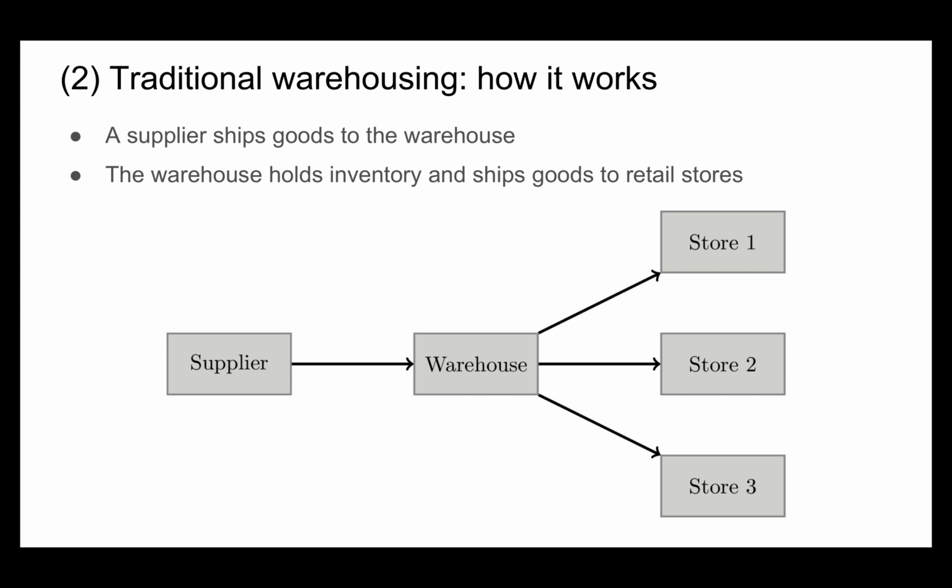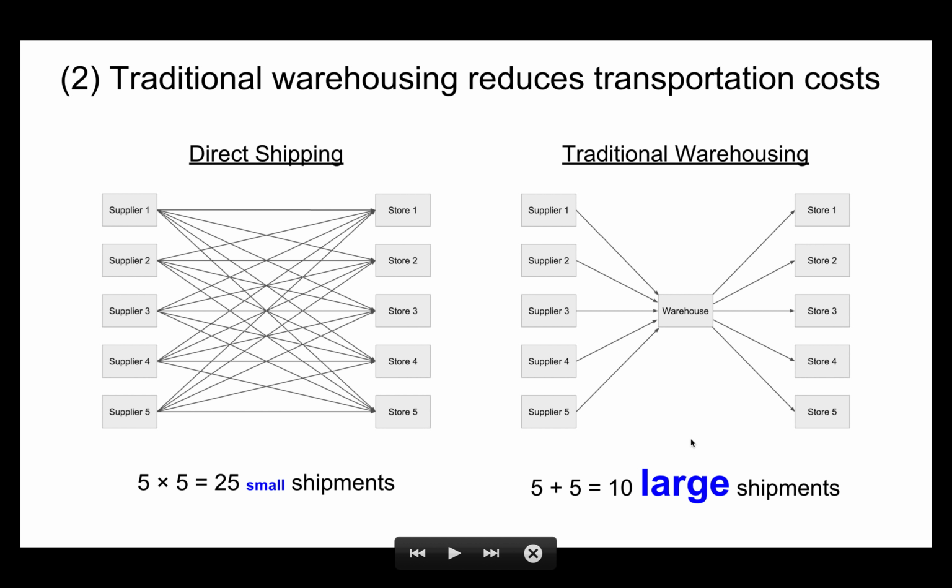The second distribution strategy that we'll consider is traditional warehousing. Under a traditional warehousing strategy, a supplier does not ship goods directly to retail stores. Instead, a supplier ships goods to the warehouse, and the warehouse will ship goods to retail stores. To motivate why companies use a traditional warehousing strategy, let's consider a hypothetical example of a supermarket chain which has 5 suppliers and 5 stores.